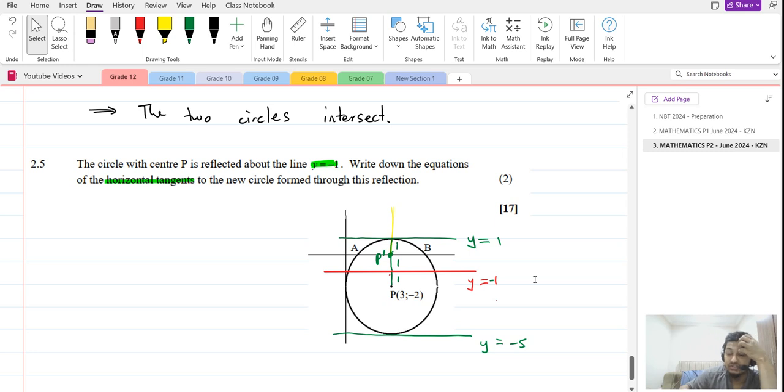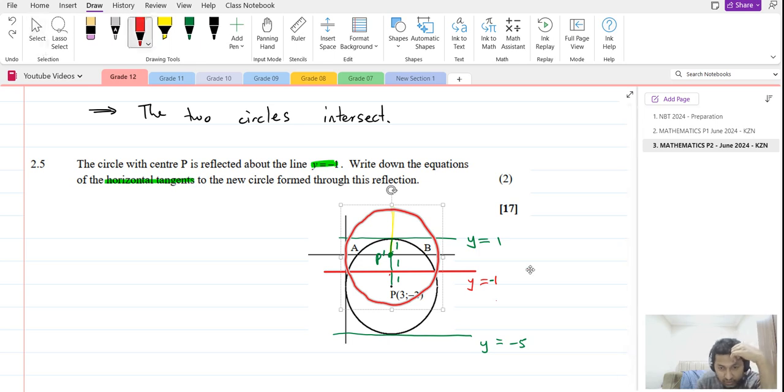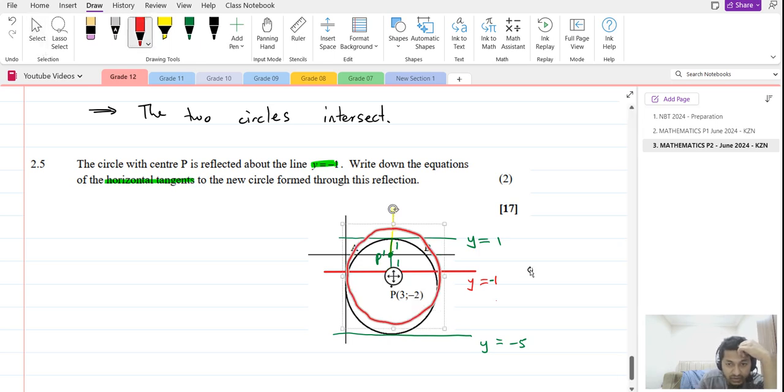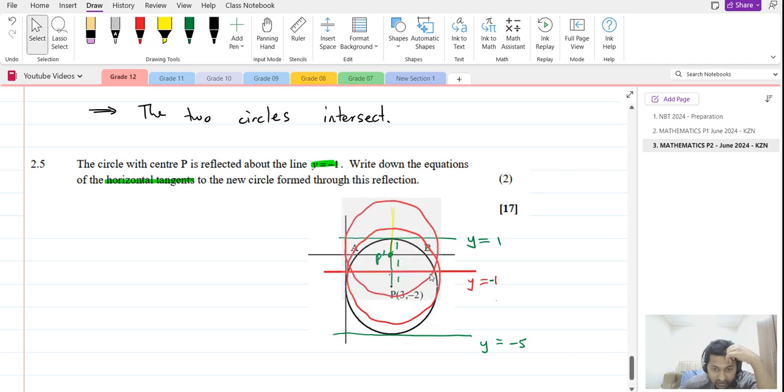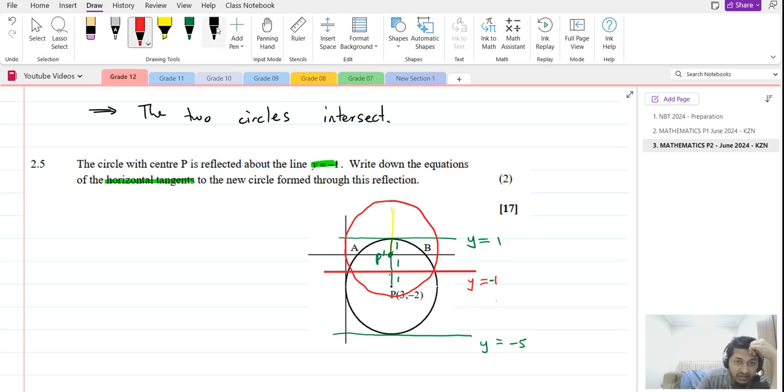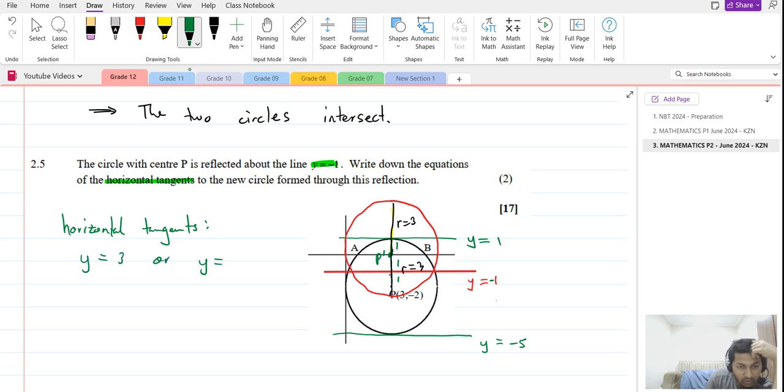Right, now the best thing to do is go 3 up. Wait, let's undo this. Right, so we're basically going another 2 up here. If you go another 2 up over here, you're getting y equals, because you need to go 3 to the radius. Where's the radius? The radius is from here to there, which is r equals 3, and the radius is from there to there, r equals 3. So now your equation will be y equals 3. Horizontal tangents will be at y is equal to 3 or y is equal to -3.